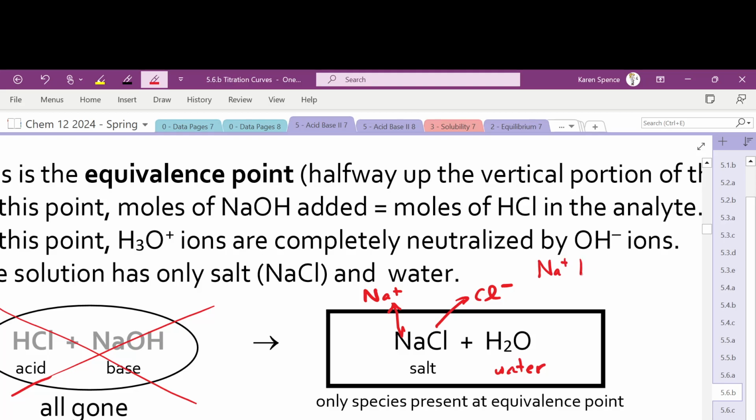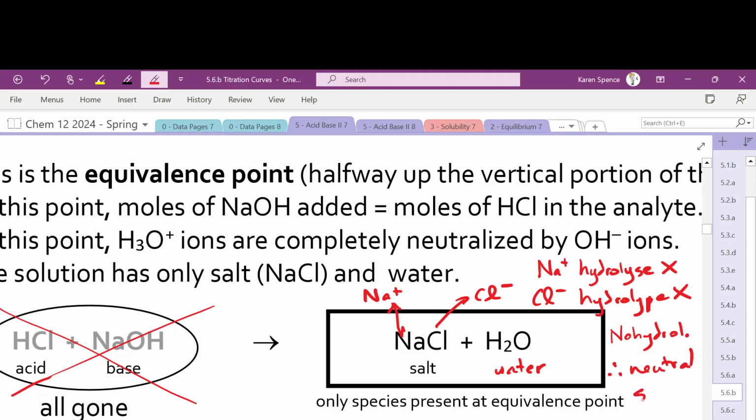Does Na+ hydrolyze? No. Does Cl- hydrolyze? No, because its conjugate acid is strong. So if you have no hydrolysis, what kind of a salt is this? Is it an acidic salt, a basic salt, or a neutral salt? No hydrolysis. Therefore, neutral salt. And therefore, what's the pH?